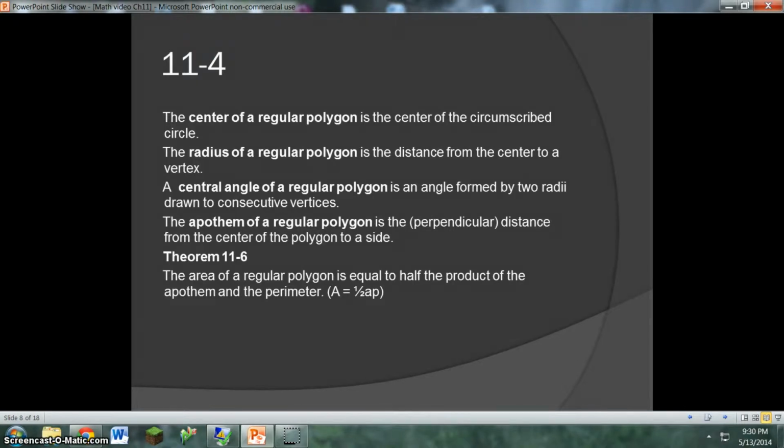Theorem 11.6. The area of a regular polygon is equal to half the product of the apothem and the perimeter. A equals half a p.